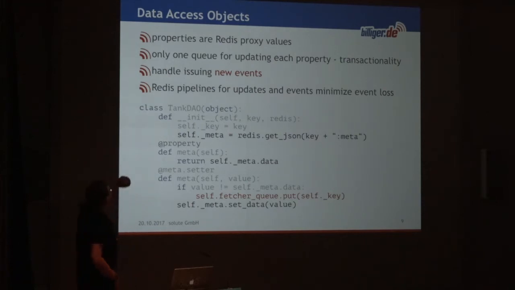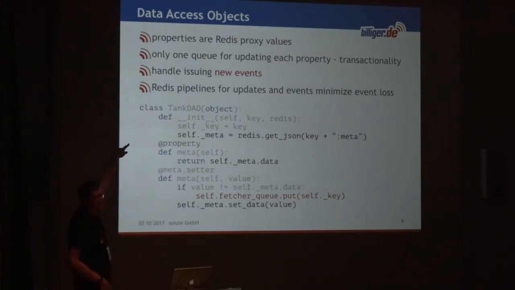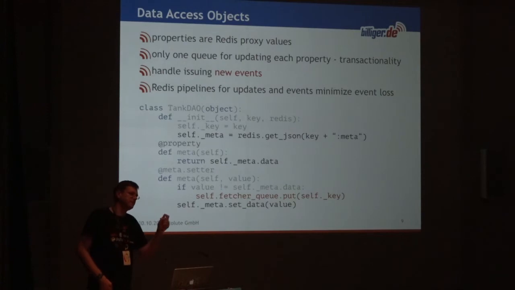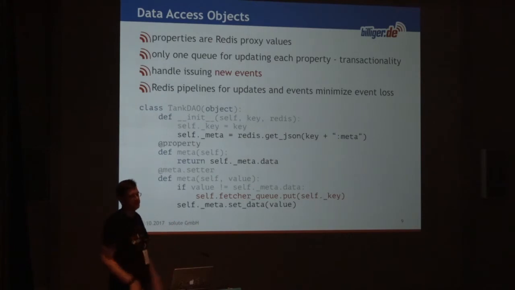Okay. Another thing I said, that workers may issue new events. That's not entirely true. In fact, the data access objects do that because that minimizes the chance that we forget to implement these change events. And finally, because the events and the data are stored in different Redises, we need to minimize the chance of issuing an event without actually changing anything, or vice versa. And that you can get fairly easily by using Redis pipelines for both queues and writing things simultaneously.